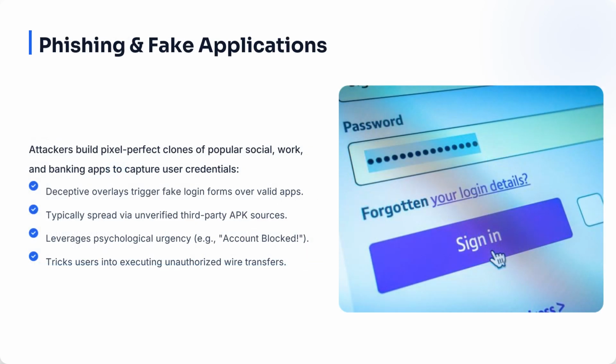Now let's talk about one of the most common traps, phishing and clone applications. Cybercriminals are incredibly good at building pixel-perfect clones of popular social media, workplace, and mobile banking apps. They distribute these clones through unverified third-party websites or forums as APK files. Once you attempt to log in, these fake applications display fraudulent screen overlays to capture your credentials. They rely on creating a sense of urgency, like warning you that your account is suspended, to trick you into giving away your password or making unauthorized transfers.